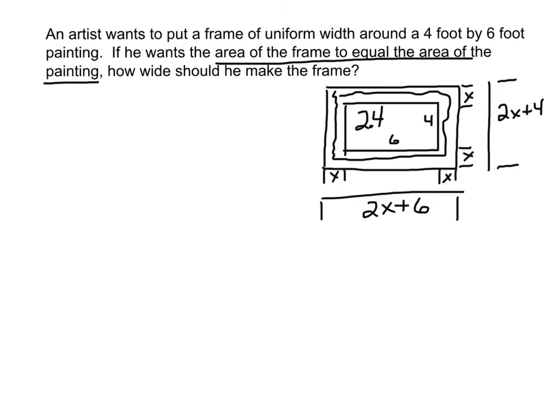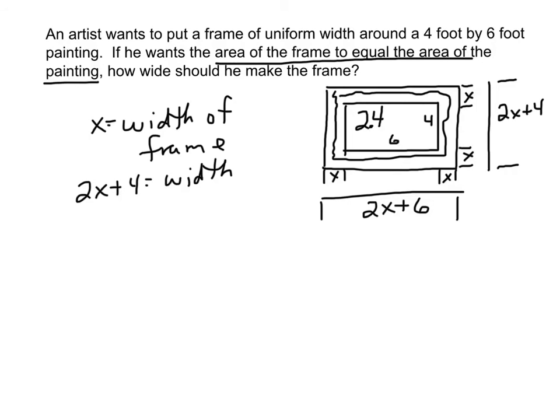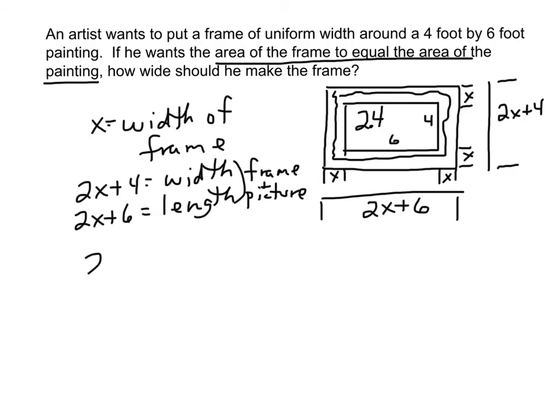So, once again, as I go through and set this up, x is the width of the frame. That's what I don't know, and I always like to start off with that labeling part. But I also know that 2x plus 4 is the width of the entire frame and picture, and 2x plus 6 is the length of the entire frame and picture. So this is the width and length of the frame and the picture. My equation would just be 2x plus 4 times 2x plus 6 would have to equal 48, because 24 plus 24 would give me that 48.